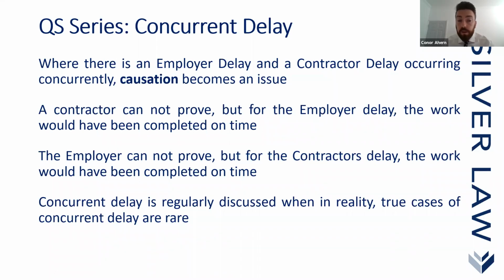And the final point here is that concurrent delay is regularly discussed, but in reality, true cases of concurrent delay are actually quite rare. It's quite unusual that you would have two competing events, one being an employer's risk and the other being a contractor's risk, occurring at the exact same time, which both cause delay to the overall completion date. I'm sure you come across it regularly in industry, but it's very, very unusual that those set of circumstances actually stack up.